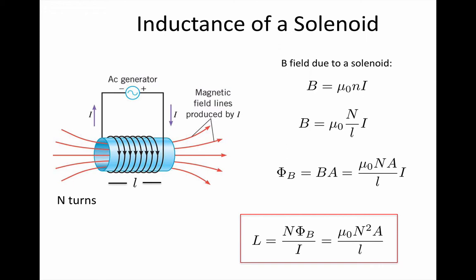So if the total number of turns is capital N and the length is L, then little n just equals capital N over L. So we have B equals mu naught capital N over L times I. Now, from that we can get the flux, phi, which is B times A, because B is a constant throughout this solenoid. And so, using that, we can say that flux equals mu naught N over L times I times A, the cross-sectional area. And then, using our expression for L, the inductance, we have L equals N times phi over current, and that means L equals mu naught N squared A over L.